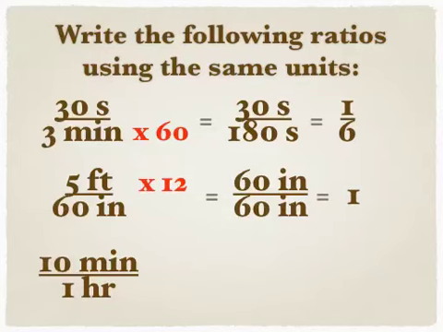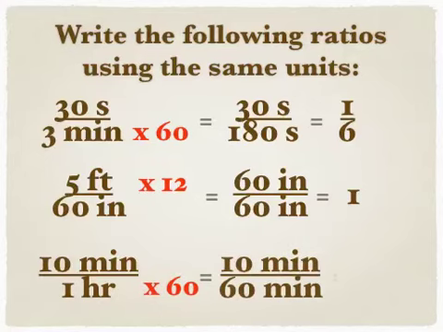And then last but not least, I have 10 minutes compared to 1 hour. This is going to give me the same situation that I had in the first example on this slide. 10 minutes is not going to go easily, and it's going to leave me with a decimal or a fraction to change 10 minutes to hours. So in this case, it's going to be way easier for me to change 1 hour, and 1 hour is 60 minutes. So I could compare 10 minutes to 60 minutes, which simplifies to 1 over 6.